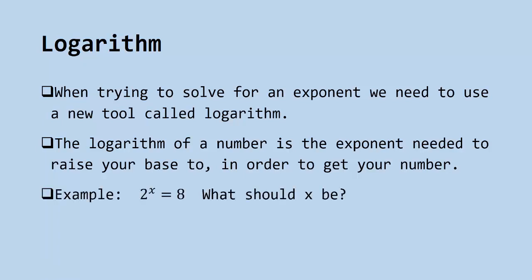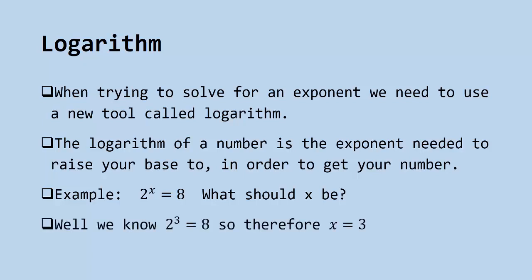So what we're saying is, if we have 2 to the x equals 8, what should x be? x is the logarithm of our number. Well, we know that 2 cubed is equal to 8, therefore we know that our exponent should be 3.